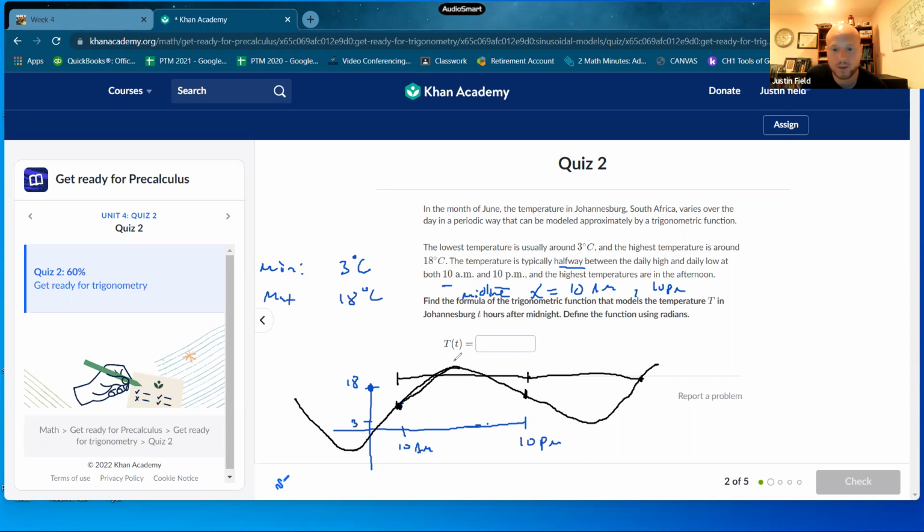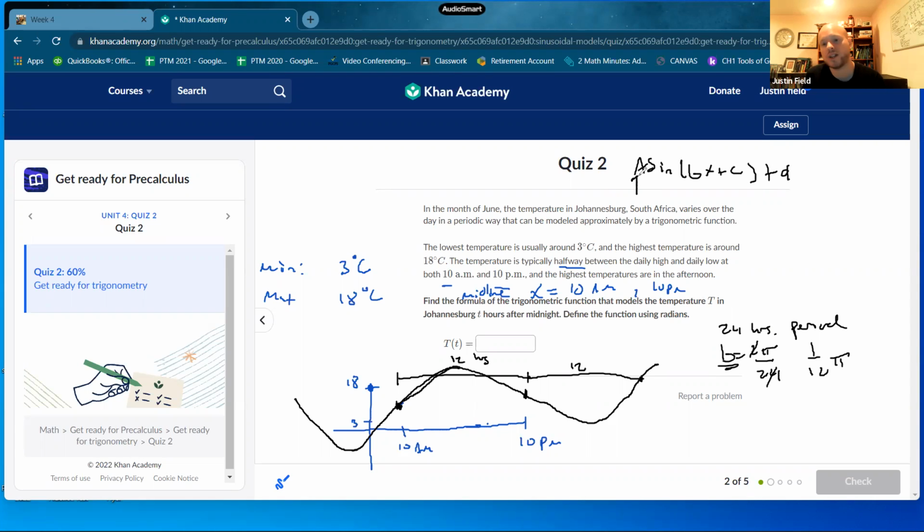to 10 p.m., 12 hours. So our total period is 24 hours. Well, that makes sense. So that's going to help us get that b value, right? So the b value is 2 pi over 24, which is 1/12 pi. So we know the b value. What about, oh, and what am I talking about? A sine or cosine, whatever it is, bx plus c plus d.